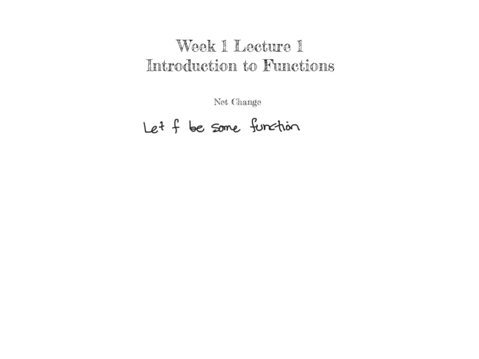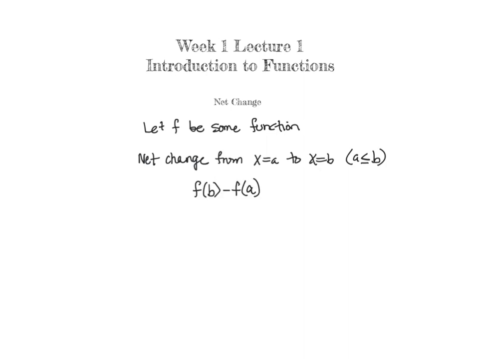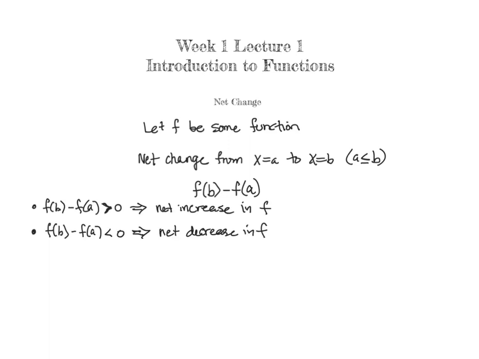Given a function f, the net change in f from x equals a to x equals b is simply f of b minus f of a. In other words, it's just the difference in the outputs. If this quantity is positive, then there has been a net increase in the function. If it's negative, then there is a net decrease, and if it's zero, then there is no net change.